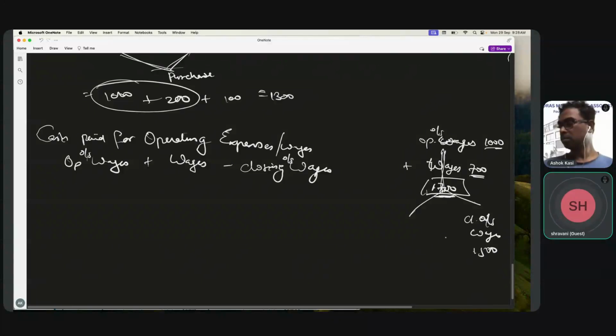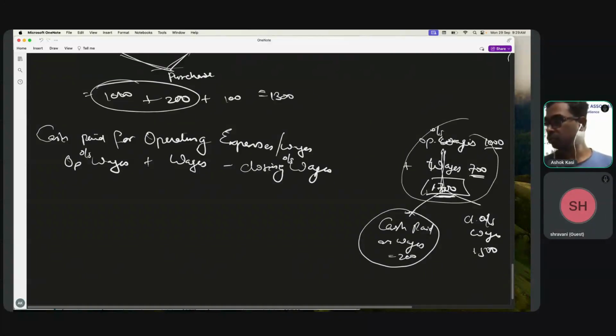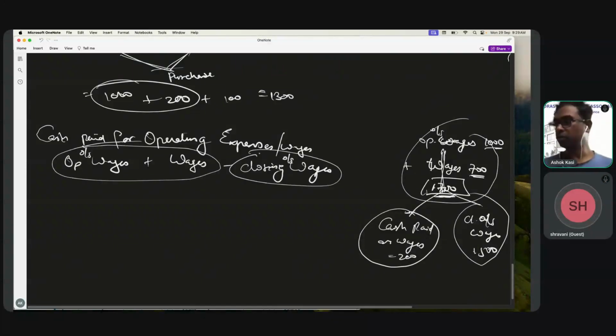You must have paid it. That's right. That's why it has come down. You must have paid. That's why it has come down to 1500. It's like your fees was 1700 rupees. Now your fees has come down to 1500. What must have happened? You have paid the fees. Correct. Okay, so cash paid as wages is equal to 200. How did you get this 200? Adding these two and deducting this closing. Adding these two, deducting the closing.